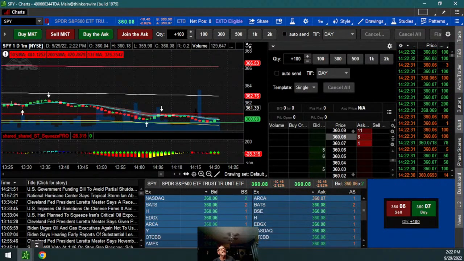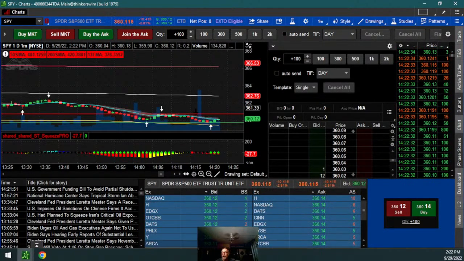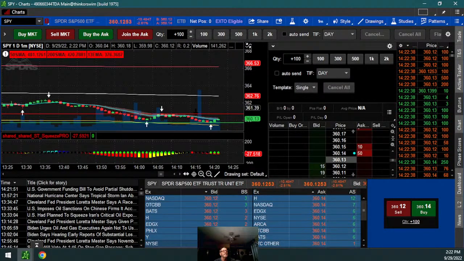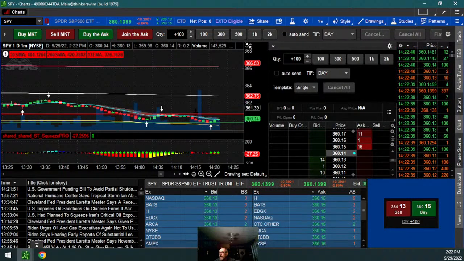360. I still think we've got a good put going right now. I don't know that we'll hold 360. I think Deck's right this time. I think we might see 359 by the end of the day.